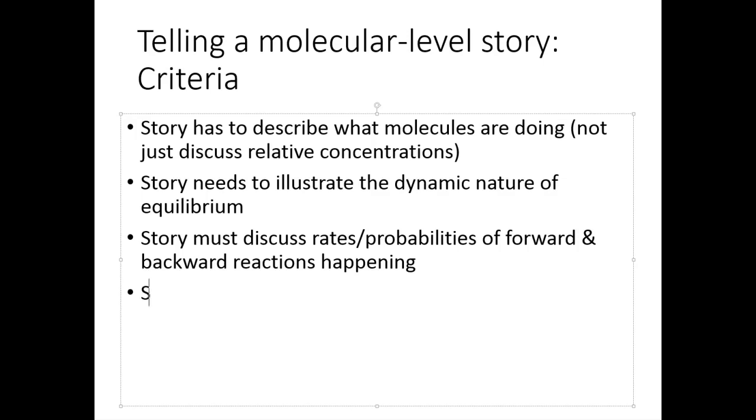One more thing that I'm going to add here that I forgot when I first made these slides is that the story should connect to the value for K if I give it to you. So that means that if the value of K is really high, then at equilibrium, I would see mostly products if I were watching a video of this. And if it's really low, I would see mostly reactants. And still, though, if it's at equilibrium, there's still both reactions going on. They're just going on at equal rates. So that's what I mean by telling a molecular level story.